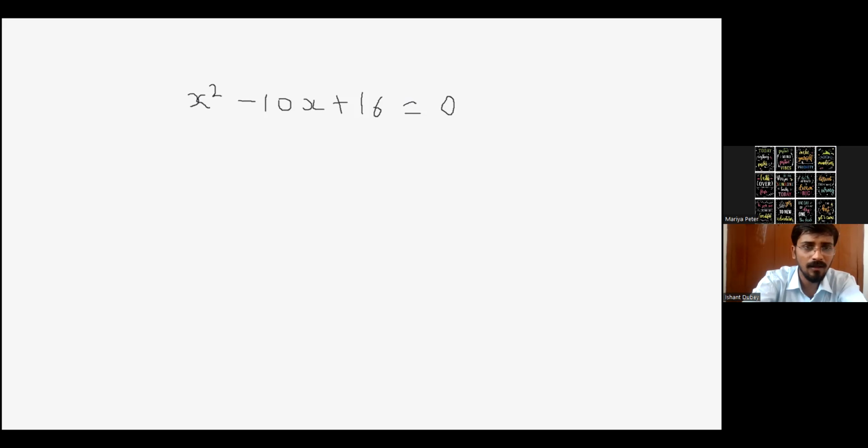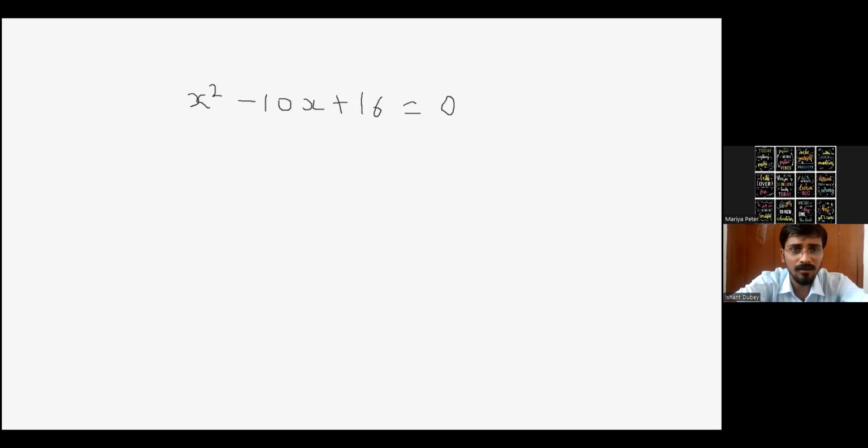Then we have the graphical method, which means by using graphs we can solve it. And the final one is the quadratic formula, by using which we can directly find the solution. So these are the methods by which we can find the solution for the given quadratic equation.